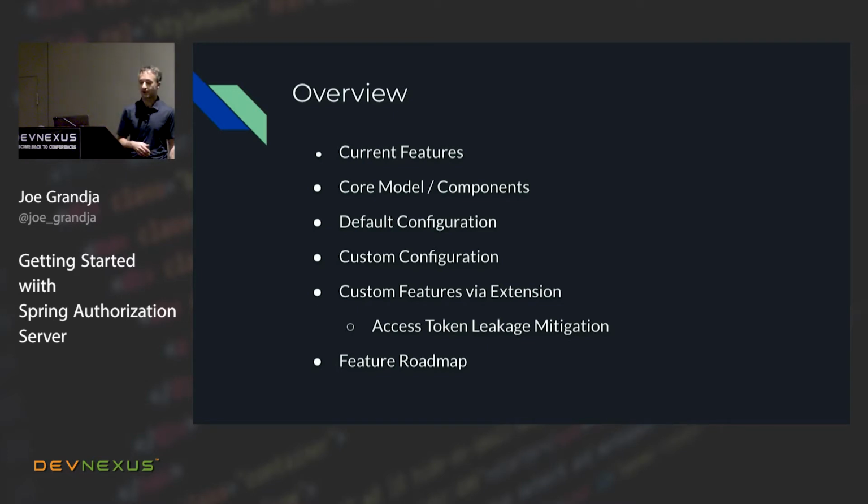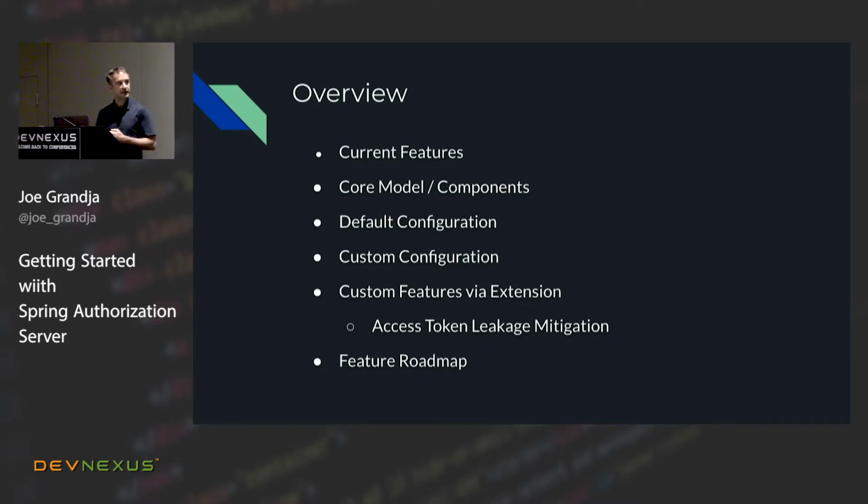This is the overview. We're going to start off really quickly with the current set of features that are implemented as of today. Then I'm going to go over the core model and components, because you really have to get a grasp of the main, central components, understand the interaction between them, where they're used, and how they collaborate with each other. We'll go over the high level design of that and build from there. Then we'll go over the default configuration: when you stand up a Spring Authorization Server without configuring it, what exactly is enabled by default? Then we'll go over how you can customize it depending on your use case.